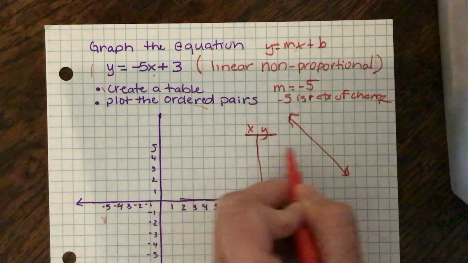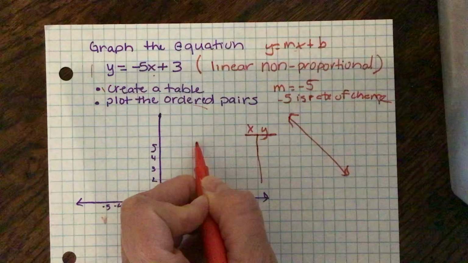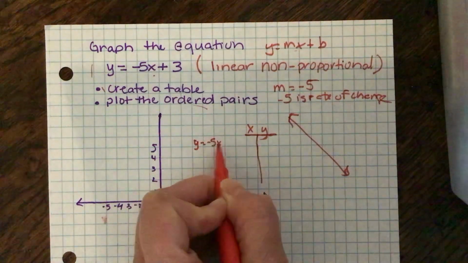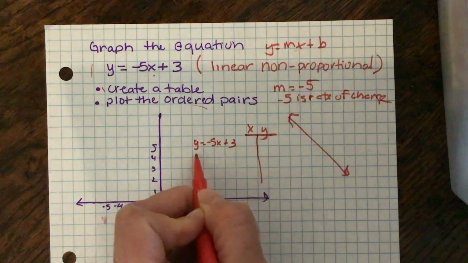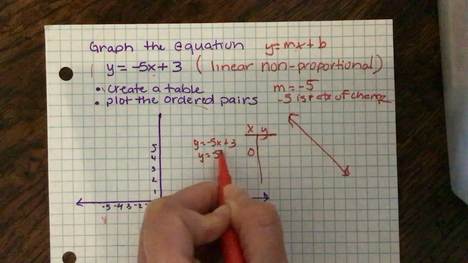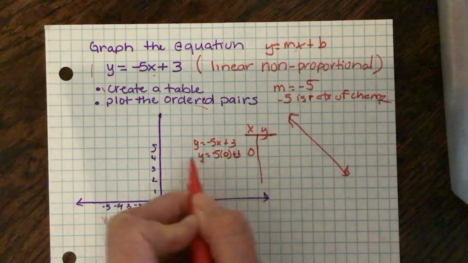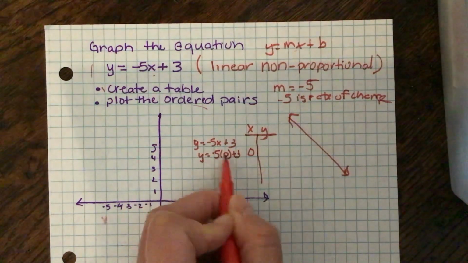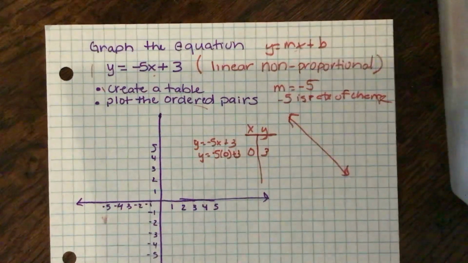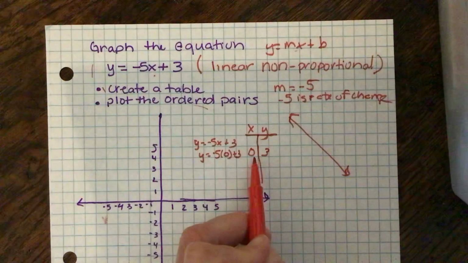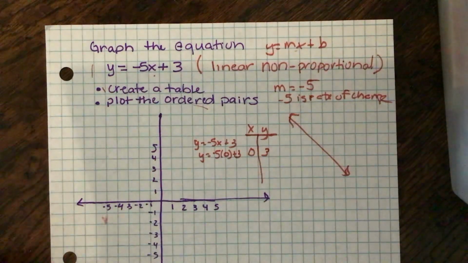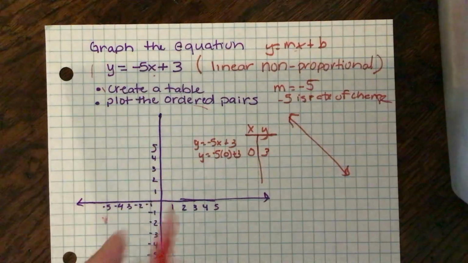Write the equation right here: y equals negative 5x plus 3. I'm going to first let x be 0. Negative 5 times 0 is 0, plus 3 is 3. So that's our first ordered pair. You can see right here that when x is 0, y is not 0. Thus, we're not going to have a proportional relationship.